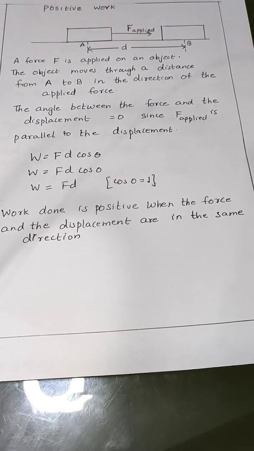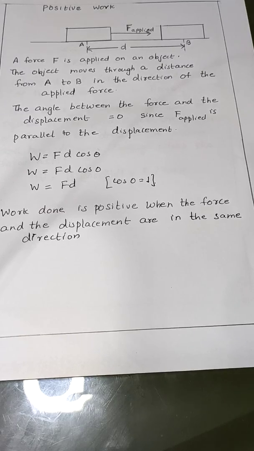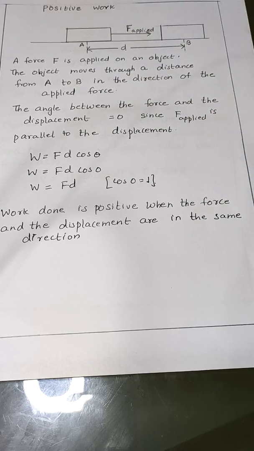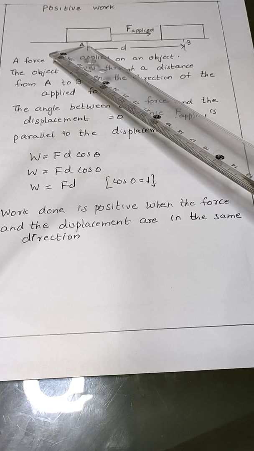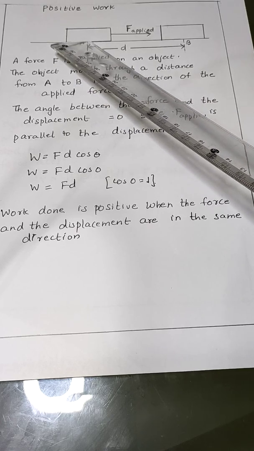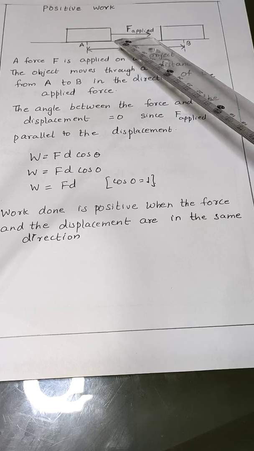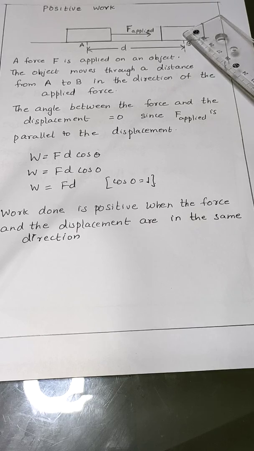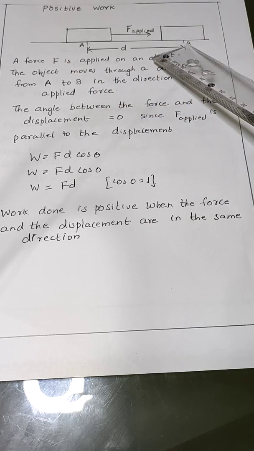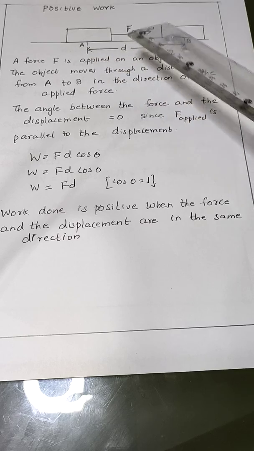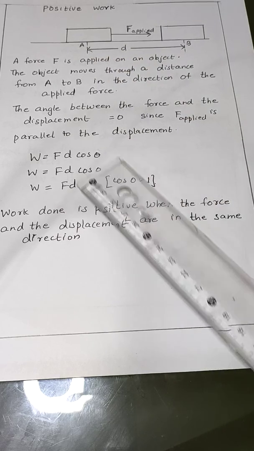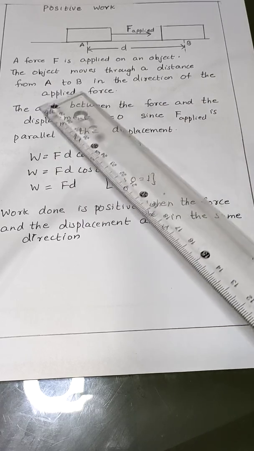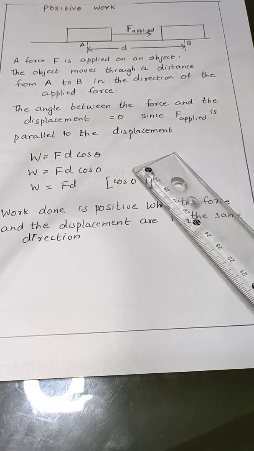Case 1. Positive work. Look at the diagram here. You have an object which is placed at the position A, whose center is placed at the position A. A force is applied on it and the object is moved to another position B. So the displacement D is parallel to the applied force. A force F is applied on an object. The object moves through a distance from A to B in the direction of the applied force.